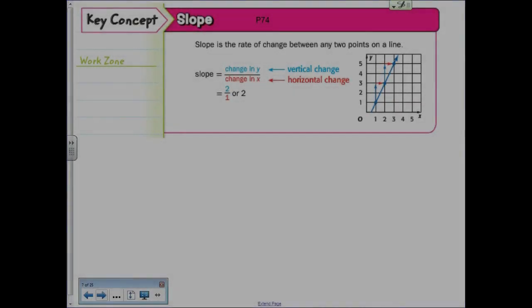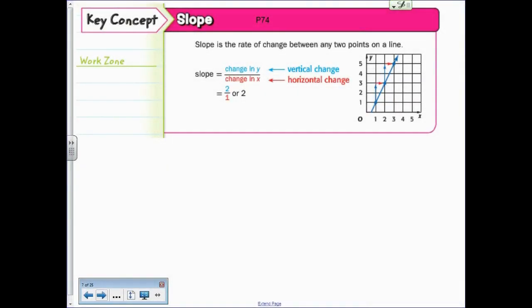When we graph linear equations or linear functions, we know that it forms a line. Whether that line goes through the origin or not really doesn't matter. As long as it's a line, that constant rate of change also has another name. We call that the slope of the line. The slope of the line is the same as the constant rate of change. It is the change in y over the change in x, or the vertical change over the horizontal change.